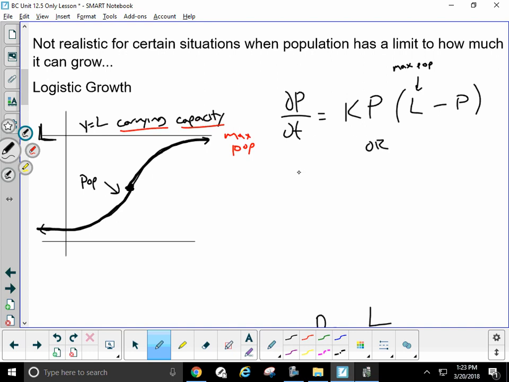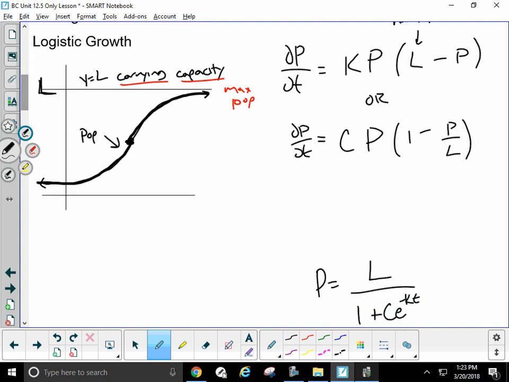There's another form of this that we need to be familiar with, and it happens by multiplying by L over L, and you end up changing this inside to 1 minus P over L. So that's me dividing that by L. But when I multiply this by L, it changes the K, so I'm going to change this to a C so that we don't think it's the same value. And this would be the solution to this differential equation.